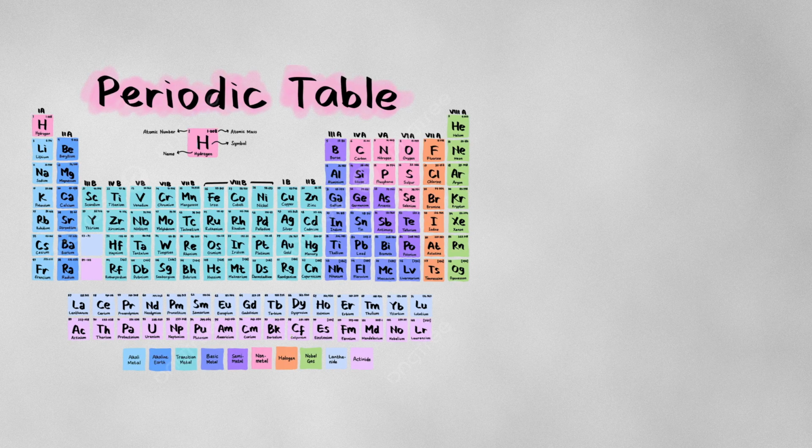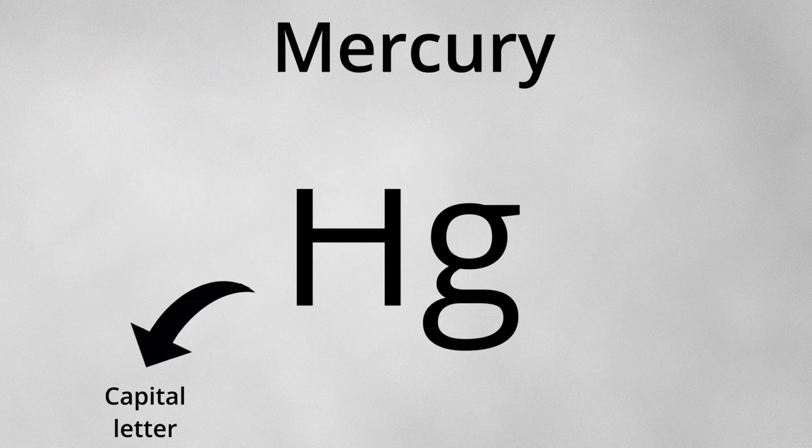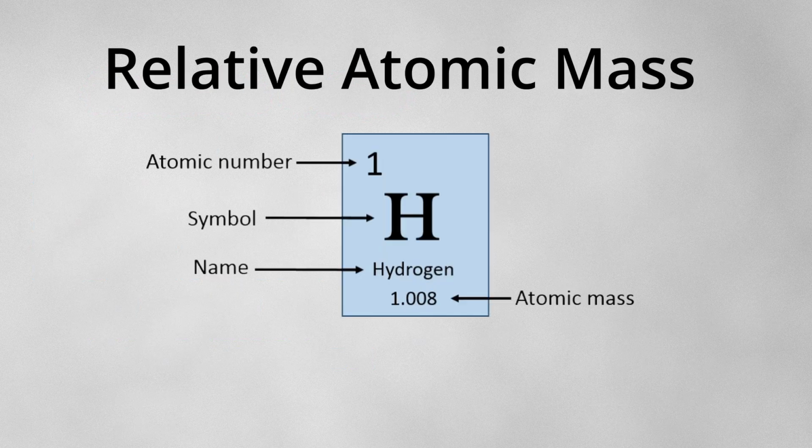In the periodic table, each element has a symbol. The way of writing this symbol is very important. The first letter is always a capital letter, and the second letter is always a lowercase letter. Mercury has the symbol Hg, and the H is capitalised, and the g is lowercase.